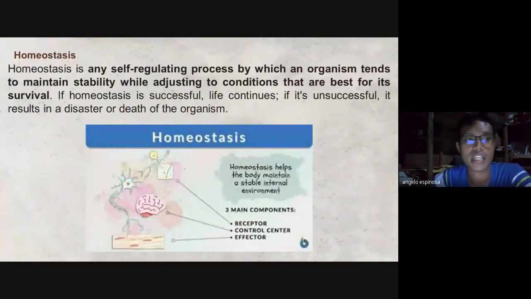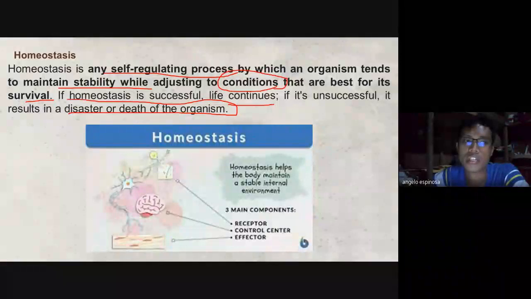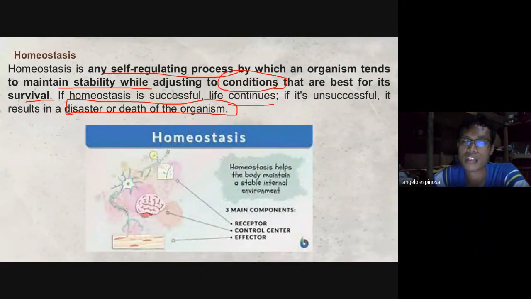So actually 11 yan. And then we have homeostasis, is any self-regulating process by which an organism tends to maintain stability while adjusting to conditions. Paano nag-a-adjust yung hayop to conditions that are best for its survival. If its homeostasis is successful, life continues. If it is unsuccessful, it results in a disaster or death of the organism. Pag hindi gusto ng hayop yung environment niya, pwede siyang mamatay.